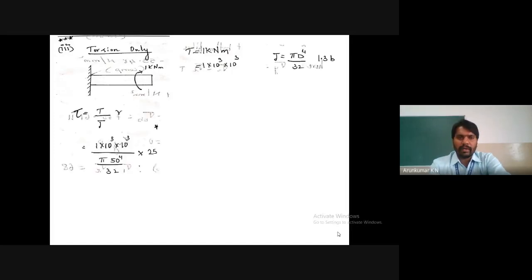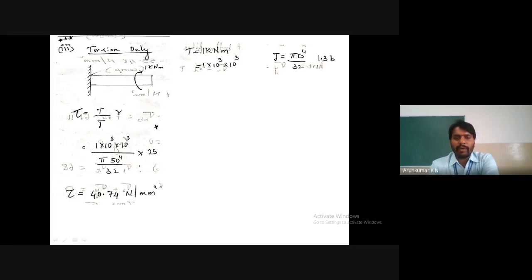Using that equation, tau is equal to T by J into R. T is 1 into 10 to the power of 3 into 10 to the power of 3, that is 1 into 10 to the power of 6, divided by J, which is pi d to the power of 4 by 32, into R. What is the radius? The diameter is 50, so the radius is 25. So the shear stress is 40.74 Newton per mm square.